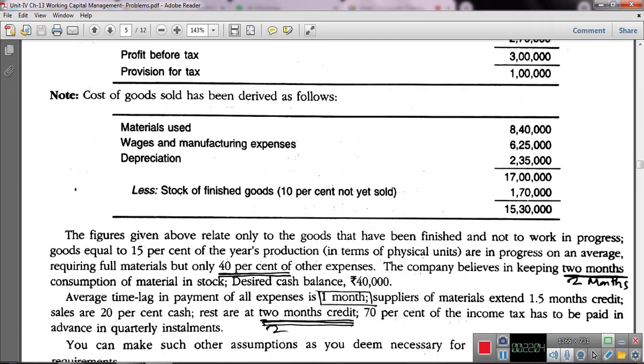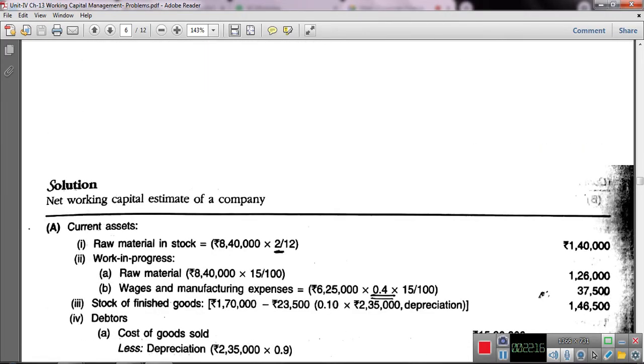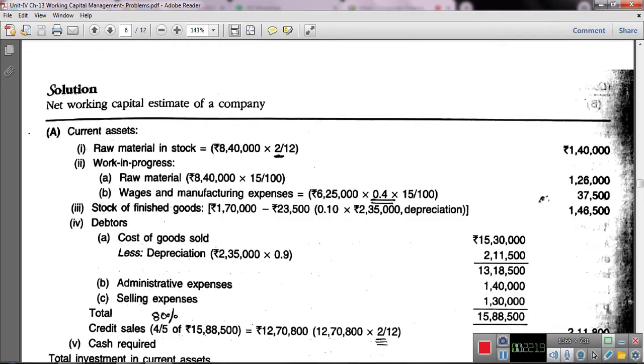You just need to multiply it by the holding period, which is 2 months. The company believes in keeping 2 months consumption of material in stock. That is 2 divided by 12. So raw material in stock is equal to 8,40,000 into 2 divided by 12, which is 1,40,000 rupees. The company would require 1,40,000 rupees to invest in raw material inventory.